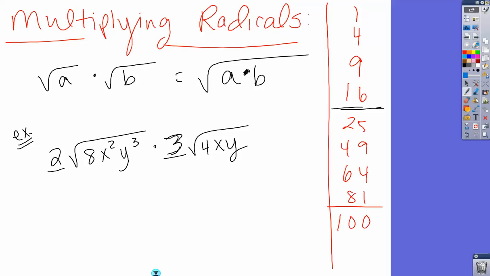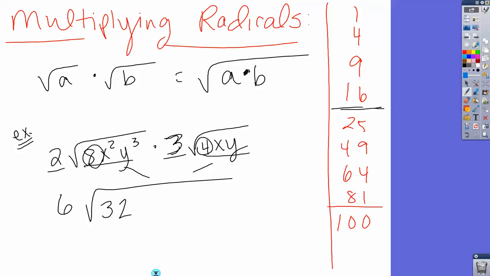I am never allowed to multiply somebody who's inside with somebody who's outside. So 2 and 3 are both outside, so I multiply them, I get 6. So now my radicals, I make one big radical, and I drop everything down underneath. Like numbers get multiplied together. 4 times 8 is 32. Now look at my variables. I have 2 x's here, and I have 1 x there. So that makes a total of 3 x's. I have 3 y's here, and I have 1 y there, which makes a total of 4 y's. So 32 falls between 25 and 49.